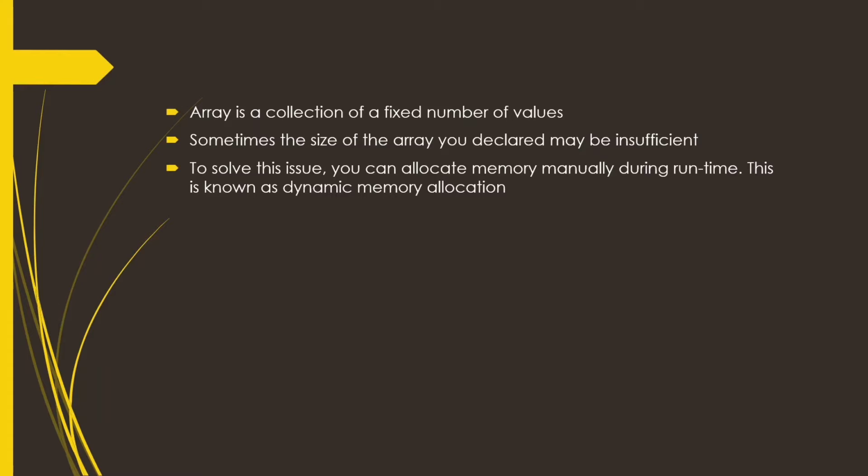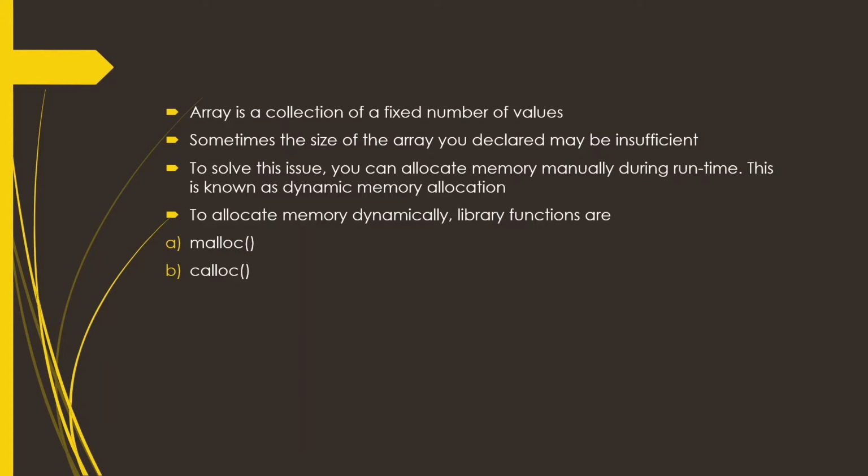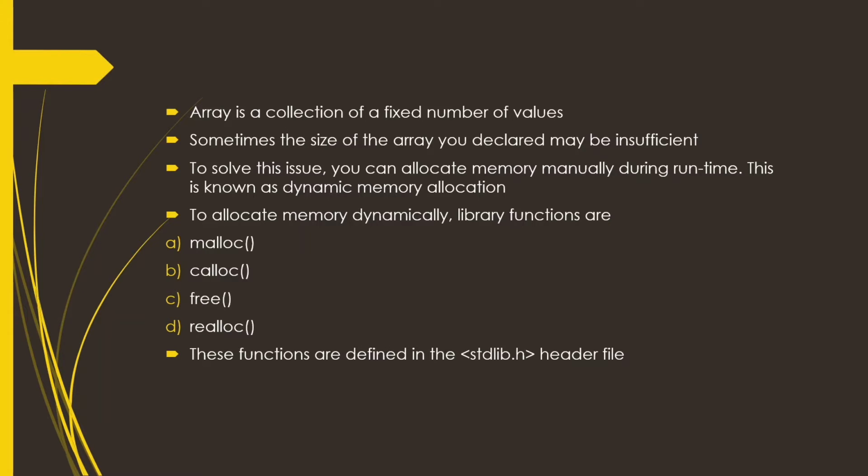In order to solve this issue, you can allocate memory manually during runtime, and this process is known as dynamic memory allocation. For dynamic memory allocation, the library functions are malloc, calloc, free, realloc, and all these functions are defined in the stdlib.h header file. Now let's discuss each of these functions.